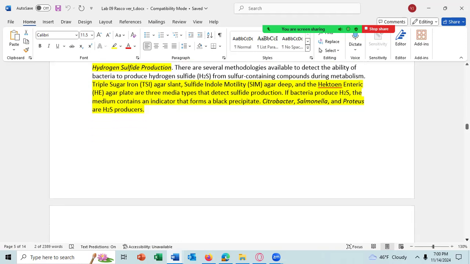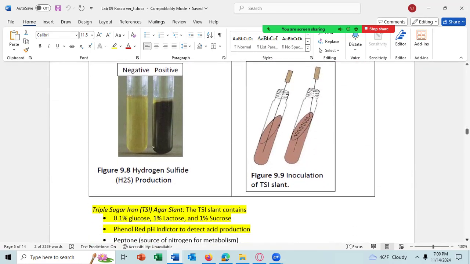Let's look at a positive. This looks like the SIM tube, and that's a negative control. This one is inoculated with a species that makes hydrogen sulfide. And as you can notice, hydrogen sulfide is usually in the bottom of the tube. Here it's almost the entire tube. It's usually made anaerobically, and that's why the bottom of the tube is black. And the top may not be black because it's not anaerobic. Any questions about hydrogen sulfide production?